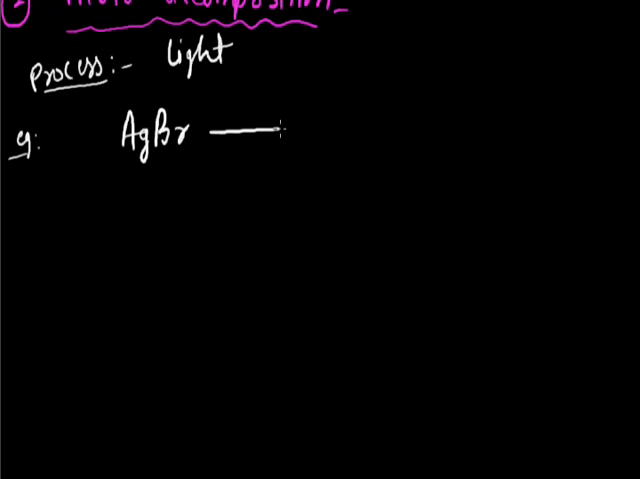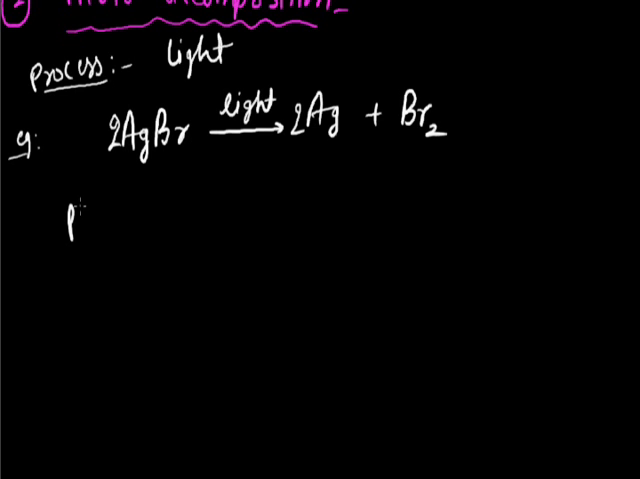Now we can take an example of photo decomposition. AgBr, silver bromide, in the presence of light, converts into Ag plus Br2. To balance Br, we write 2, and for balancing of silver here we write 2. In this reaction, silver bromide converts into silver plus bromine, meaning one compound breaks into element plus element. So this is also an example of decomposition reaction. But the source involved in this reaction is light. So the decomposition is due to light. So this decomposition is known as photo decomposition.